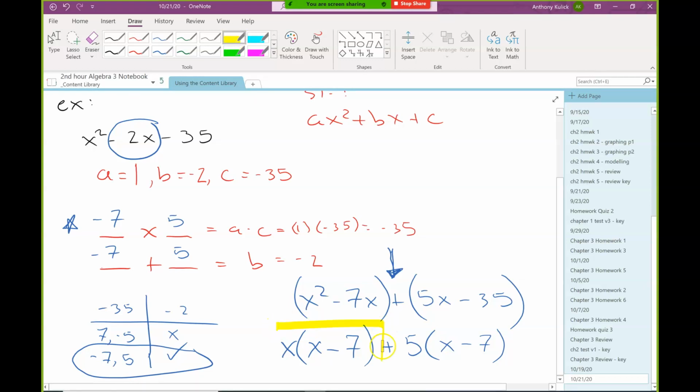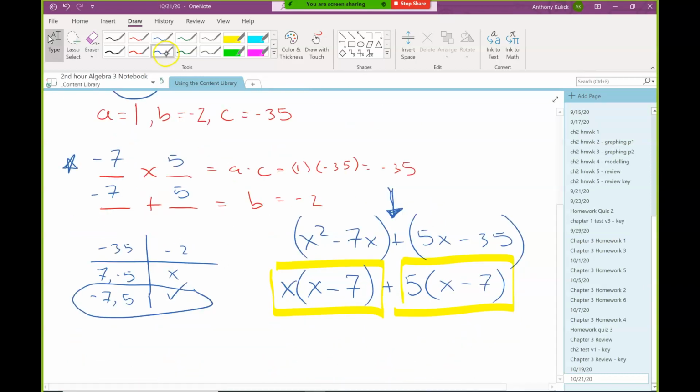Now I'm going to look at each of these as its own separate thing. And I'm going to look for a greatest common factor between them. What's the greatest common factor between these two? It's just x minus 7, right? Each of them contains a factor of x minus 7. So when I factor that off, I'm left with x and plus 5. And there's my factored form.